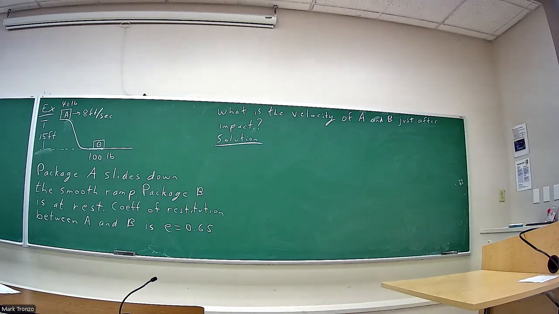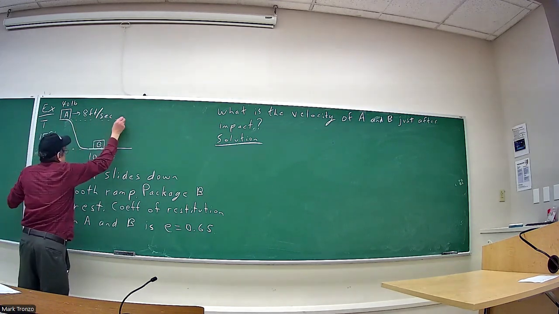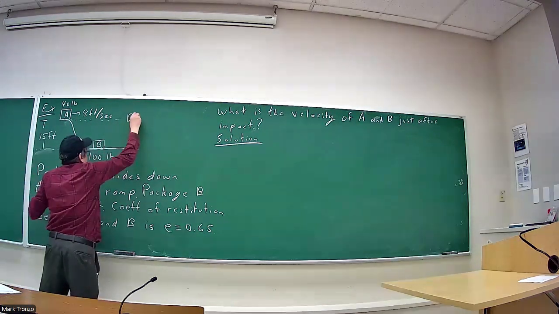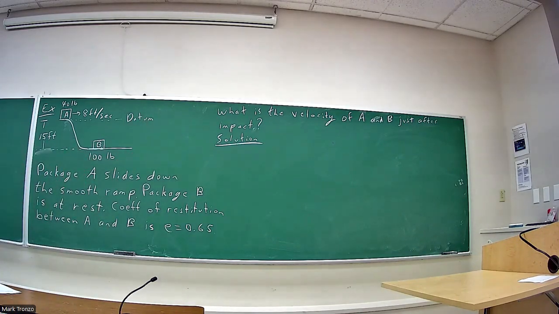So let's take a look at this. We're going to have to use several equations in this. First of all, we're going to need to know what the velocity of A is just before impact. So we're going to have to use conservation of energy to find that. And we're going to have to set a datum line. Let's call up here where A starts the datum line. Remember, you need that when you're doing conservation of energy.